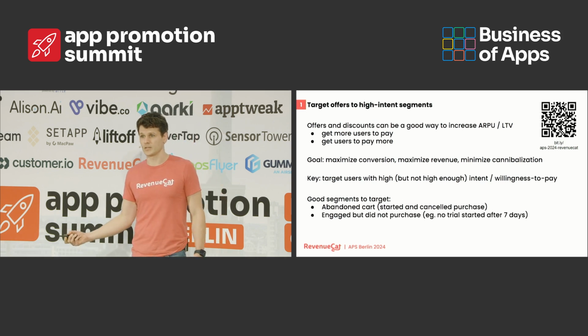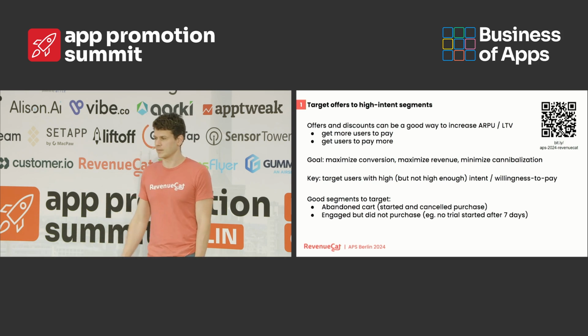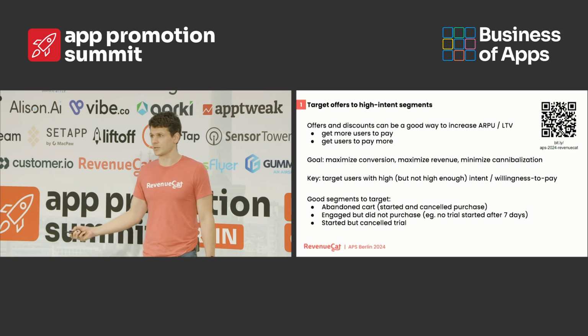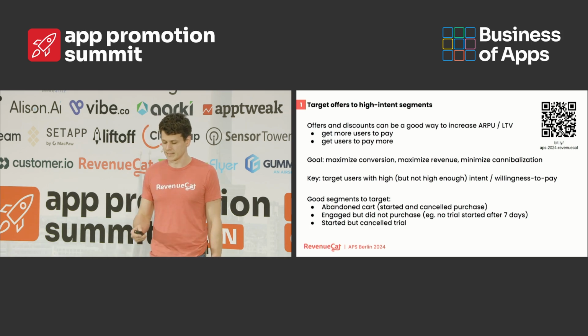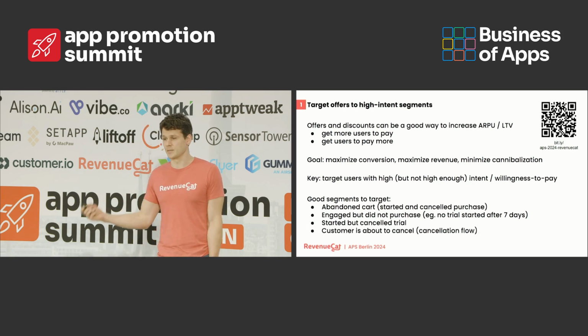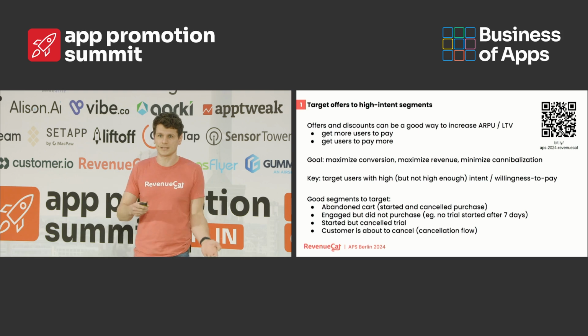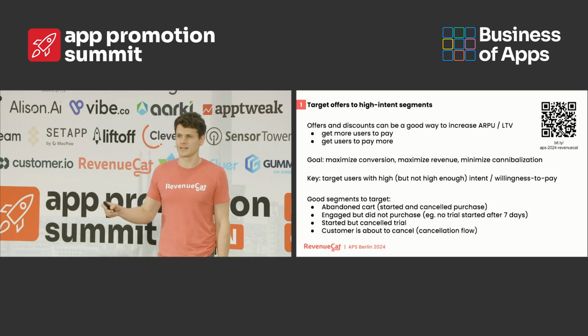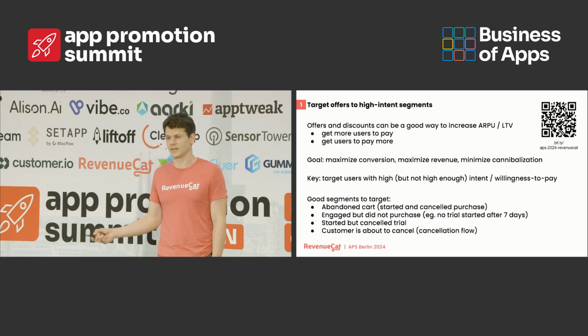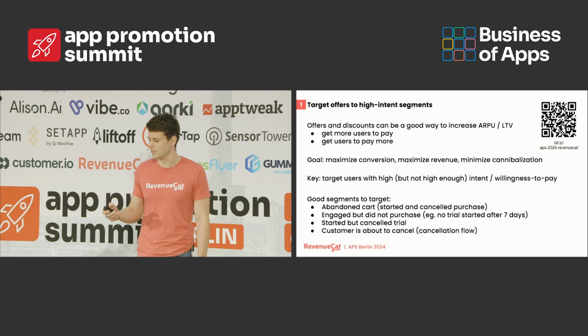Engaged but did not purchase: somebody who sticks around but hasn't started a trial, for example, within the first 7 days, give them a discount. Started but canceled trial: again, high enough intent to start the trial, but maybe not enough to convert at the full price. And lastly, customer is about to cancel: somebody who started and paid and now is canceling, give them a discount to try and get them to stick around. If you're using RevenueCat, we have an upcoming feature that will allow you to do that with almost zero configuration.